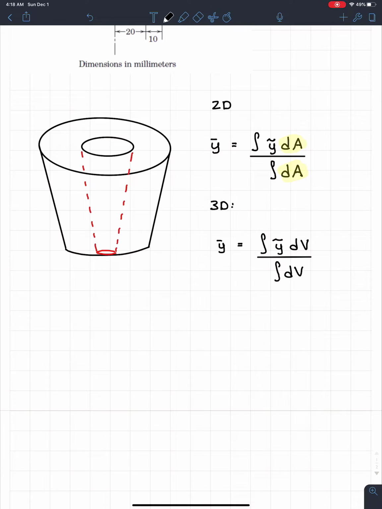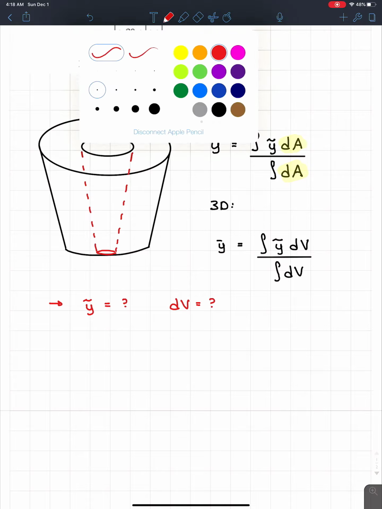So now we're faced with two problems. Problem one, y squiggle, what's that equal to? And the second one, dV, what's this equal to? So this is what we're going to have to try and find out.